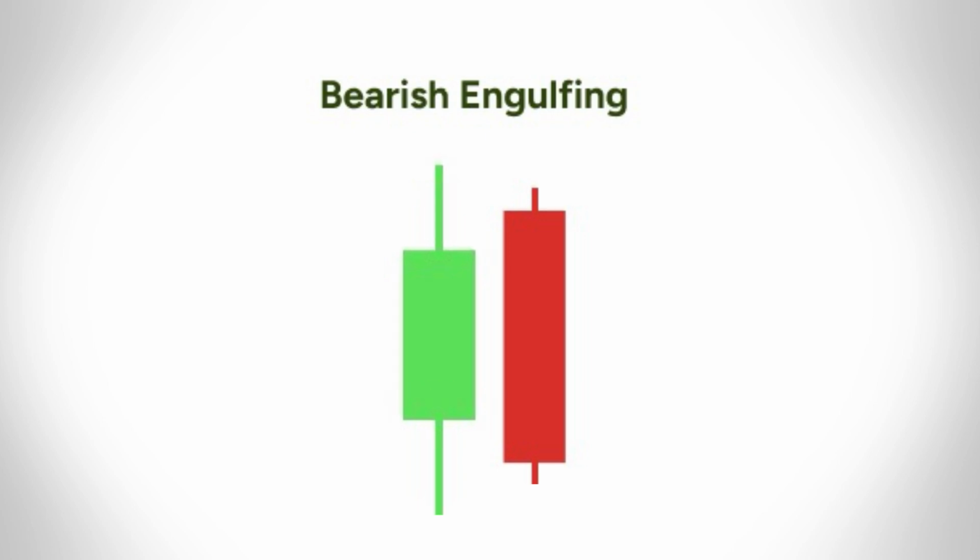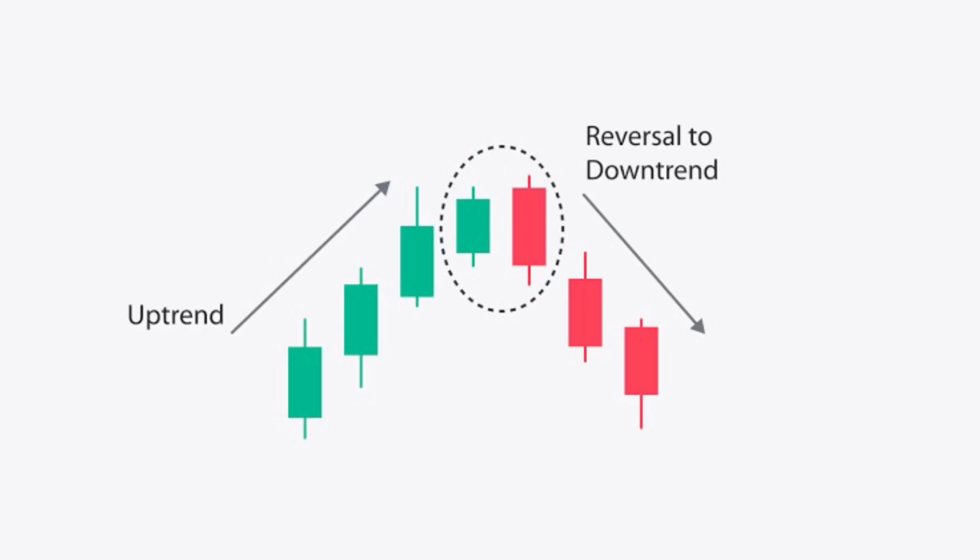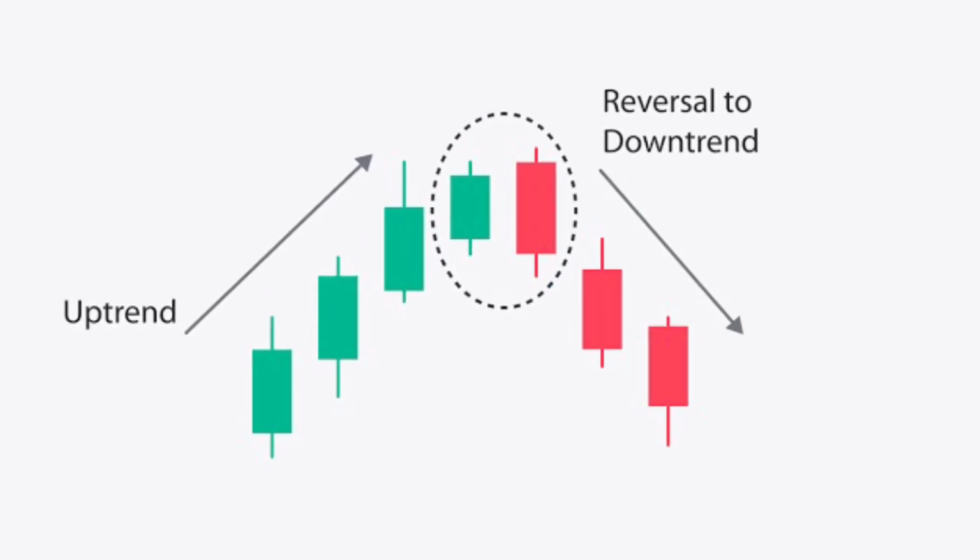It forms when a small bullish candlestick is followed by a larger bearish candlestick that completely engulfs the body of the previous bullish candlestick. This pattern suggests that sellers have gained control of the market, indicating a potential reversal from upward trend to downward trend. Keep in mind that a bearish engulfing candlestick pattern is more significant when it appears after a significant uptrend. This indicates that the bullish momentum is fading away and there's a potential bearish reversal that's in play.